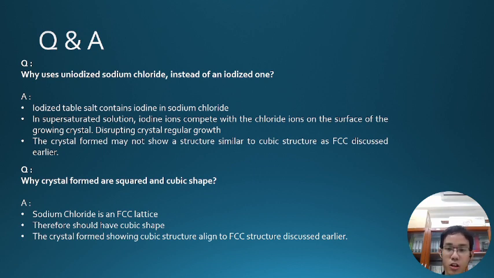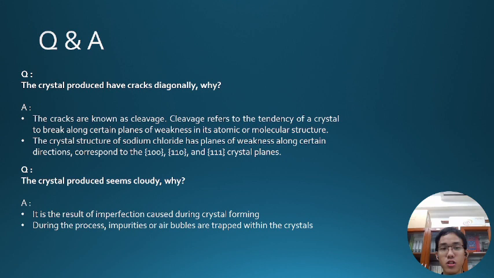and is not similar to the cubic structure that an FCC should have. And the second question is why the crystals formed are square and cubic in shape. Because sodium chloride, as we have discussed, is an FCC lattice, and therefore it should have a cubic shape. Obtaining a cubic crystal would mean that the result aligns with what we have discussed before. The third question is, the crystal produced has cracks diagonally.